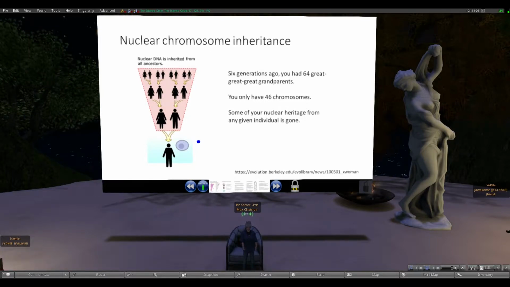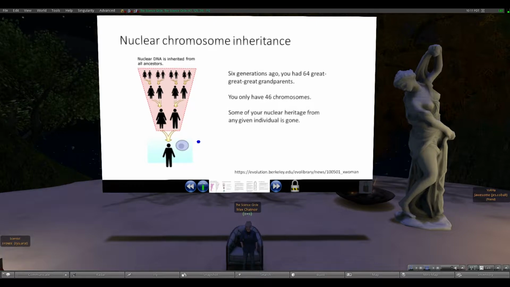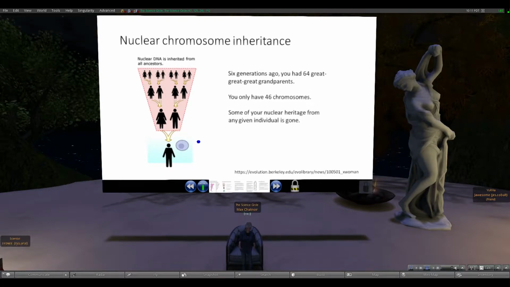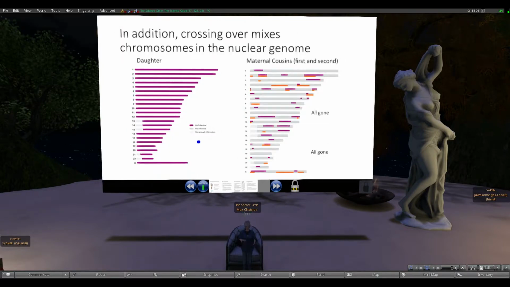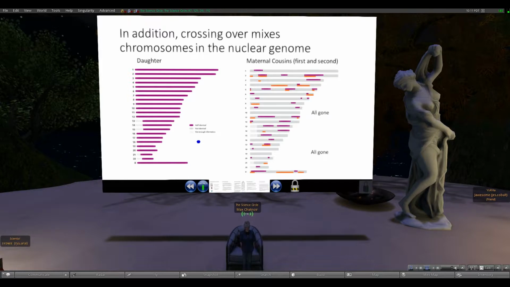So the nuclear contributions of any one individual get diluted out pretty rapidly. So all of your nuclear heritage comes from some ancestor, but not much of it comes from any individual ancestor. For example, this is a comparison of my own chromosomes with those of my daughter and those of a first cousin and those of a second cousin.